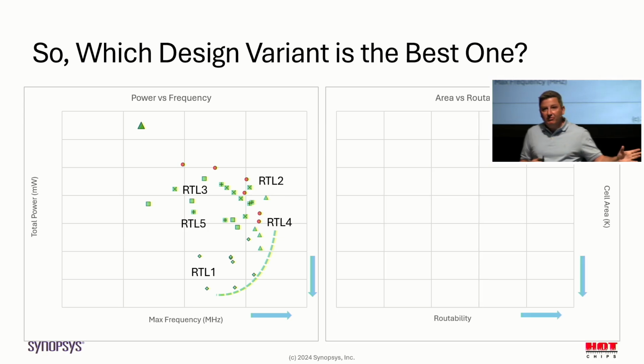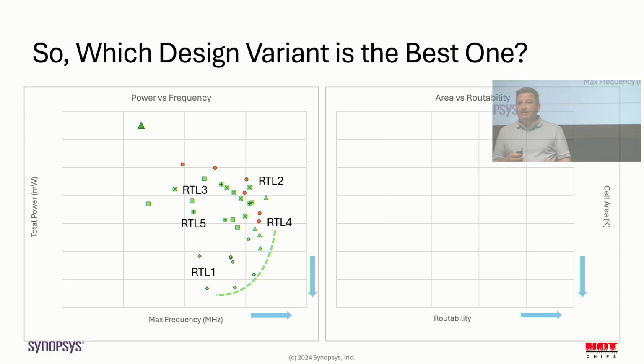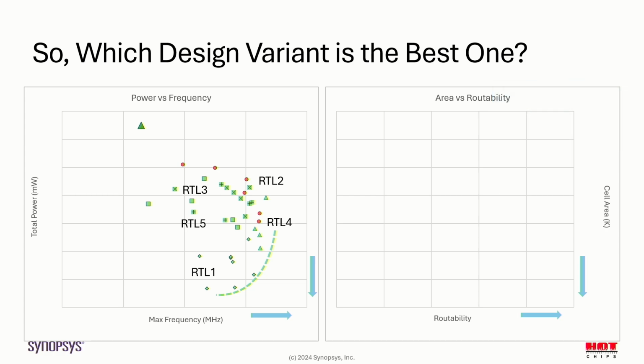So we were looking at power versus frequency, classic trade-off. But how about area versus routability, right? I also want this design to be compact. I want this design to be easily routable, or my tools will run forever, and ultimately I may not be able to close the design.